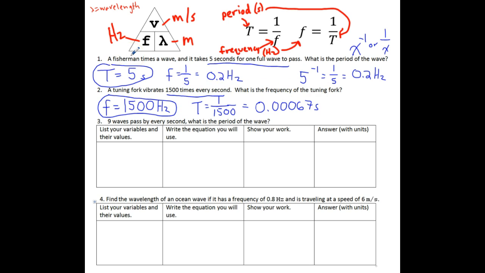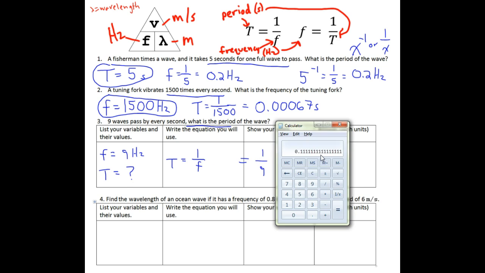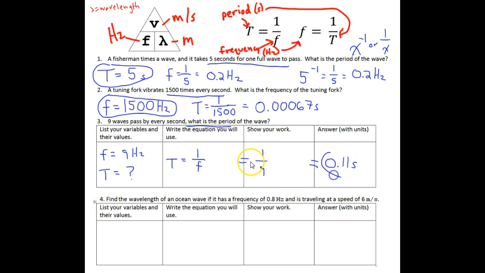So this first one says 9 waves pass by every second. What is the period? Well, frequency and period are my two variables. My frequency is 9 hertz. My period is unknown. Well, period is 1 over frequency, so that's 1 over 9, which is going to give me 0.11 seconds, since it's a length of time.